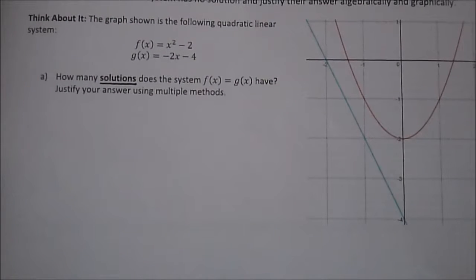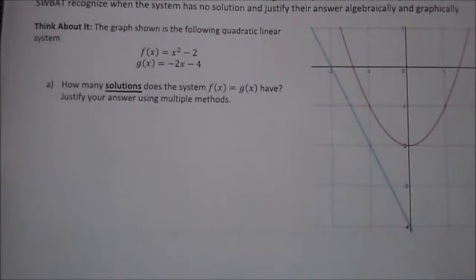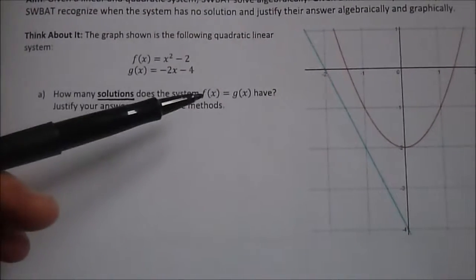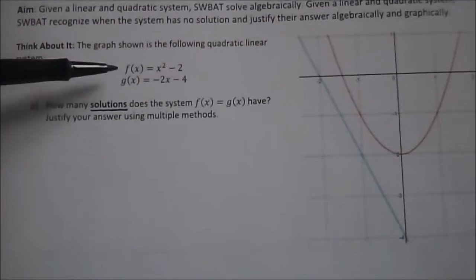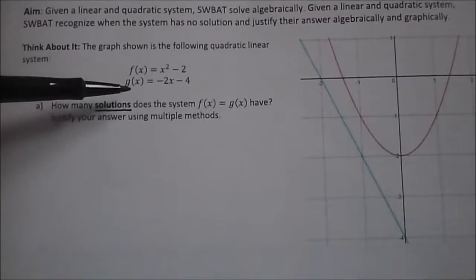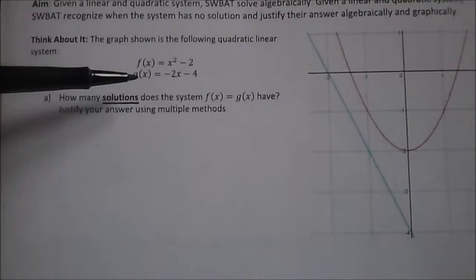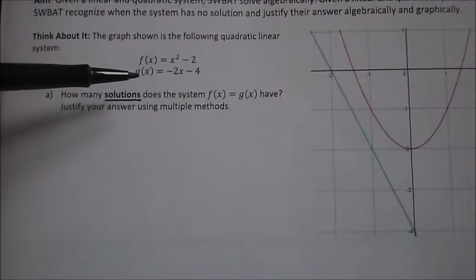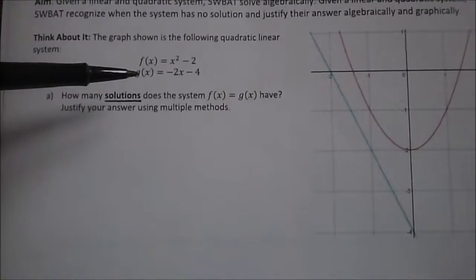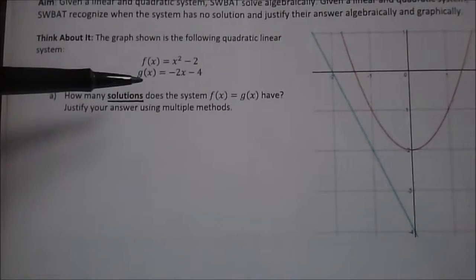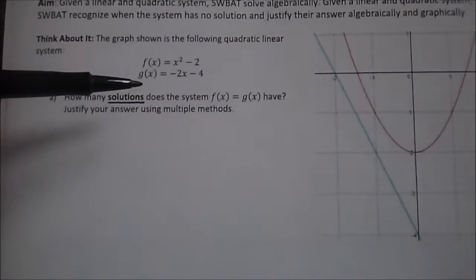This question is asking us to determine how many solutions the system f of x equals g of x has. So we have two equations here, a quadratic equation and a linear equation. Recall from Algebra 1 that a system of equations can have three different types of solutions. It can have two solutions, one solution, or no solutions.